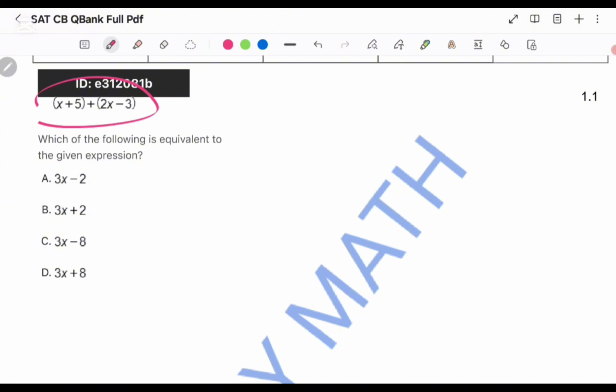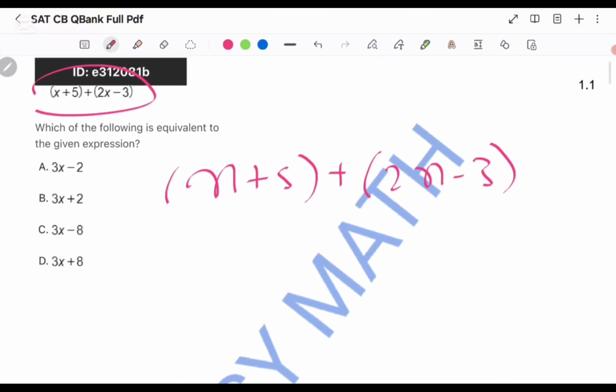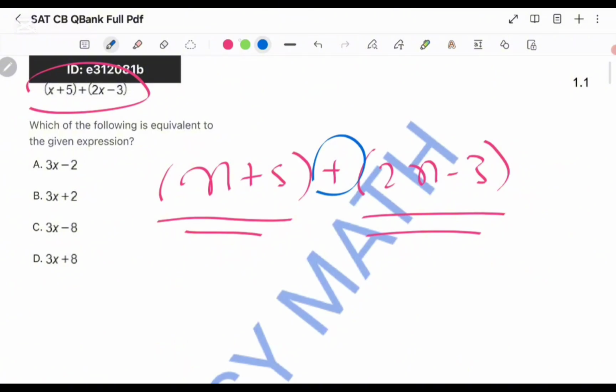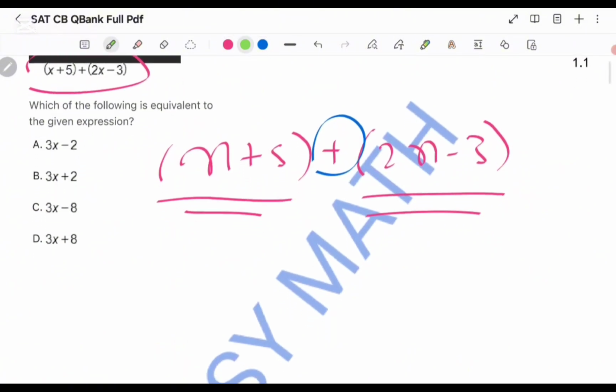So let's write this one down here: x plus 5 plus 2x minus 3. Now, as you can see here, we have two small expressions in two brackets, and we're asked to add. This is the operation we have here. Addition is a kind operation, so you don't need to worry about that a lot. In this case, you can directly ignore the brackets and you don't have to do anything else, because here it's x plus 5 plus 2x minus 3. This is how you're going to do it.